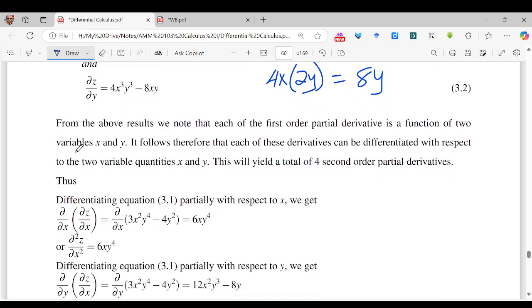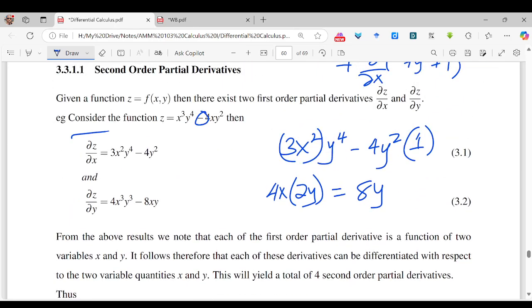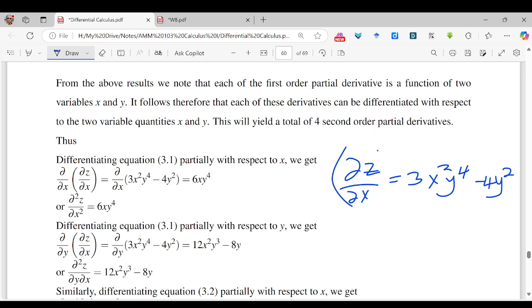So we can take the first partial derivative, which is this one. This is a derivative of z partially with respect to x. Then we differentiate that partially with respect to x. So we are taking the partial derivative of z with respect to x, which we had obtained as 3x squared y raised to power 4 minus 4y squared. So we can differentiate this partially with respect to x.